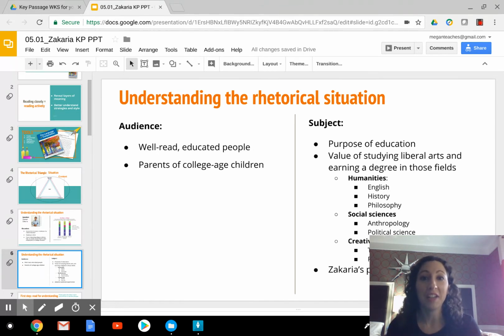Zakaria is a very, very entertaining writer, but it's nonfiction. It's perhaps not as engaging as a Stephen King book, for example. But people who are interested in this subject, who are passionate about this subject, they're the ones who are going to pick up Zakaria's work. And he is a well-known intellectual and someone who's respected for his abilities to research and put together an argument. As I mentioned before, he deals with the purpose of education, the value of studying liberal arts, and he also uses a lot of his own personal experience.